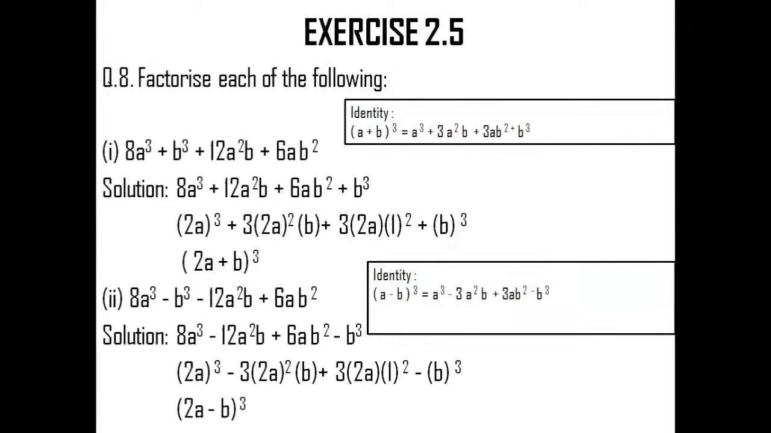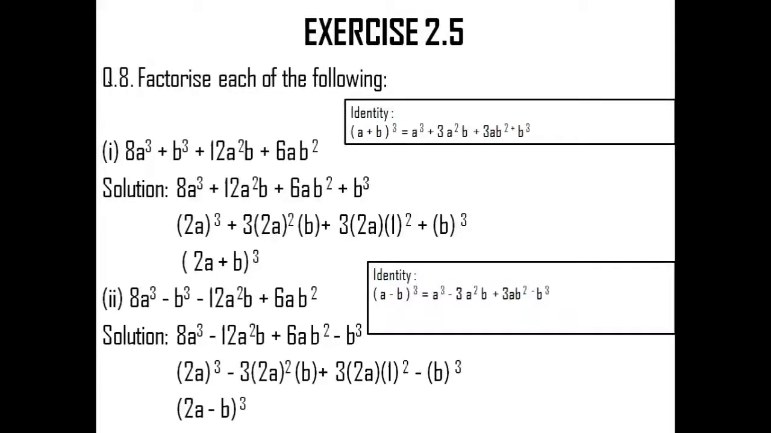Now 8a cube can be written as 2a the whole cube. And the last term, which is expected to be b cube, can be written as b the whole cube. And then fill up the value of a and b in 3a square b and 3ab square. And after filling it up, just calculate and see whether you are getting the exact question or not. Yes, over here it does resemble. So what does that mean? The value of a is 2a and the value of b is b itself. So the final answer would be 2a plus b the whole cube.